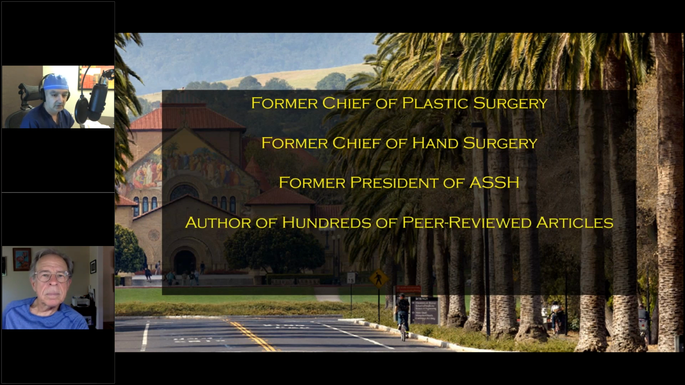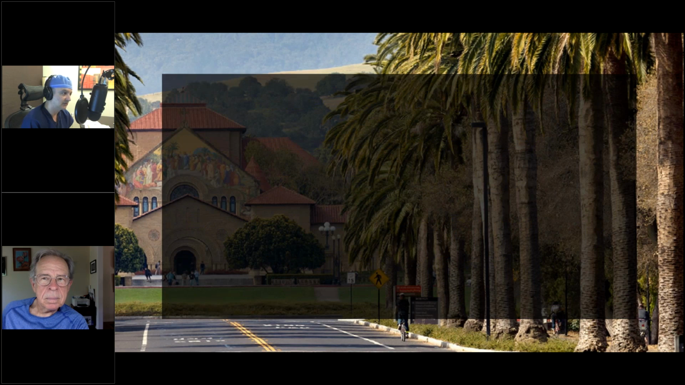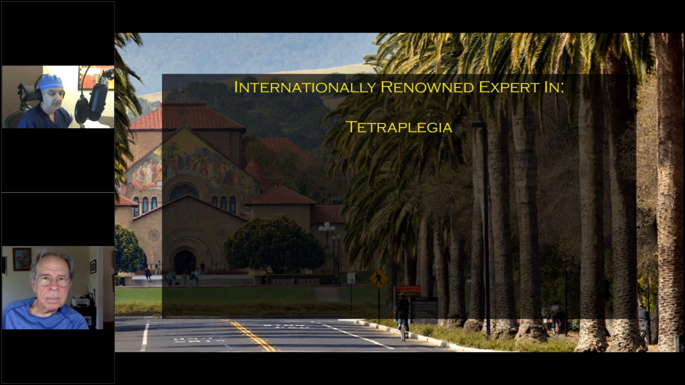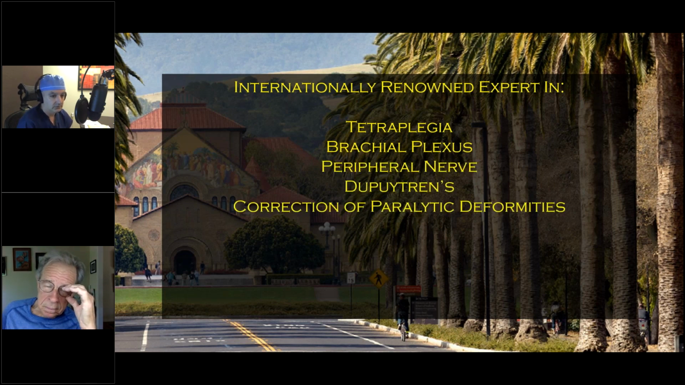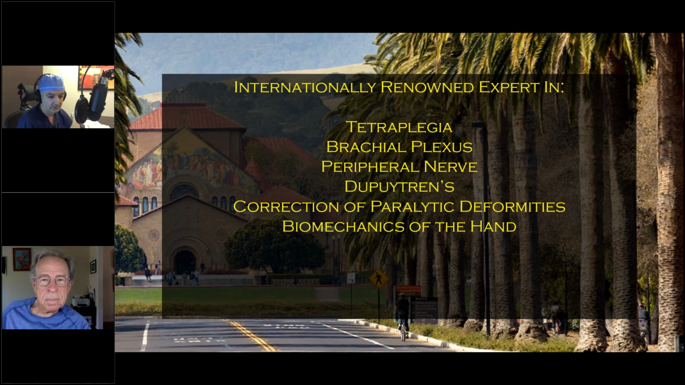He has authored hundreds of peer-reviewed articles, has authored multiple textbooks, many of which I own and I use regularly during residency. And he is really an internationally renowned expert in many fields, including tetraplegia, tendon transfers, brachial plexus surgery, surgery of the peripheral nerve, Dupuytren's, correction of the paralytic deformities, as he's going to discuss today. And he's a master anatomist and has had a heavy emphasis in his research on the biomechanics of the hand, and of course many more.